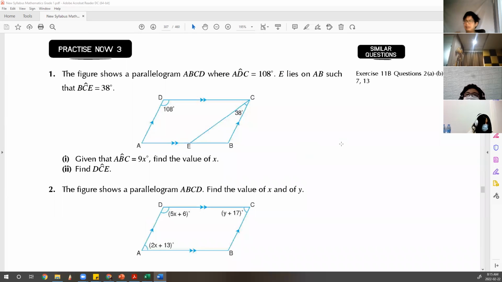Practice now 3. I don't know which practice this is. Everything is practice now 3 in this case. So the figure shows, as you can see in your book, it's not practice now 3, right? It's practice now 4 or 5, I think. The figure shows a parallelogram ABCD where ADC is 108, as given on the graph. E lies on AB such that BC is 38. Given ABC is 9x. So where's the 9x? It hasn't been written. ABC, oh, here. Right? And find the value of x.